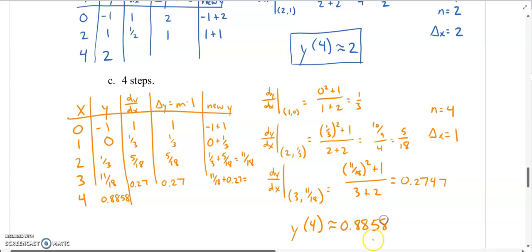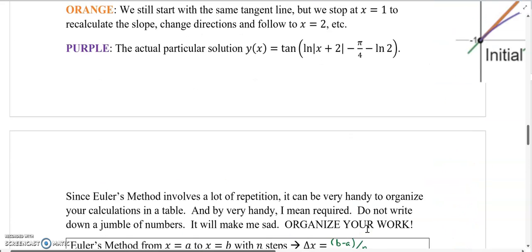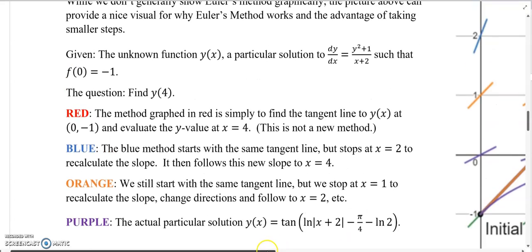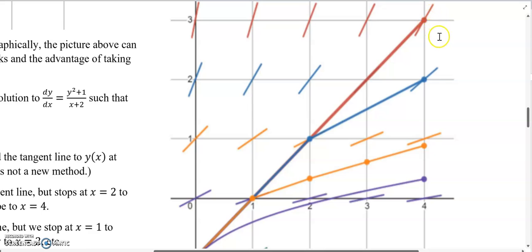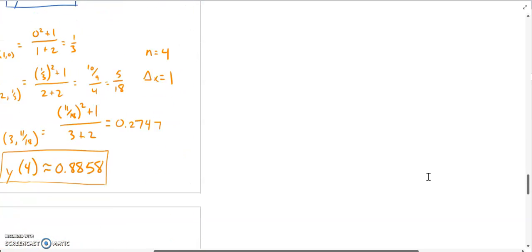0.8858. And you'll notice again that the answers here are supported with the slope field up here. We're getting answers that are continually getting smaller, starting at y value of 3, y value of 2, y value of 0.8858. And if we find that exact value, hopefully we'll find that it's even closer to 0.5, but a little bit lower, according to the graph.